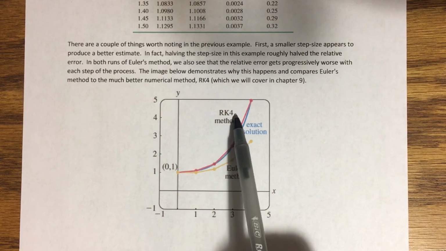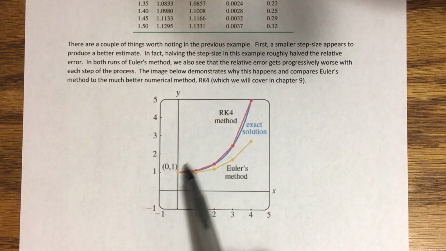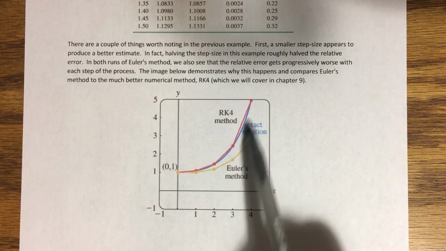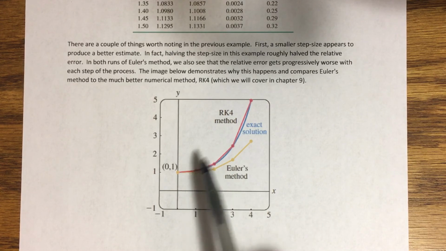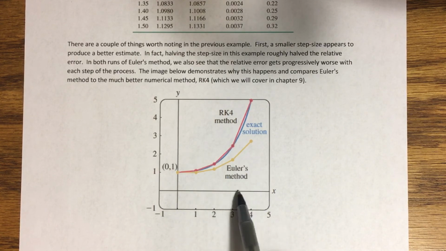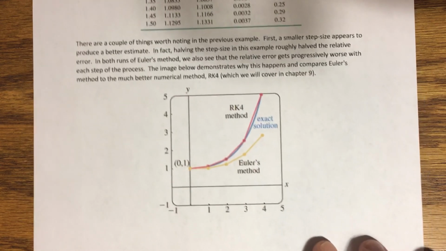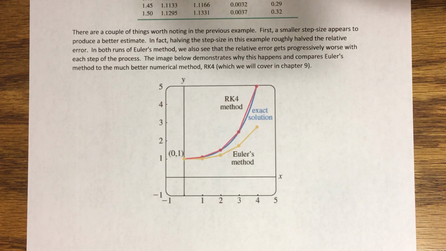Runge-Kutta 4, RK4, is used a lot in practice, and you can see the red lines here are corresponding to that method. You can see how tightly they hug that solution curve. Just from the image, you can see it looks a lot better than Euler's method. But again, that's a Chapter 9 topic. We'll wait until then before we really dive into that.